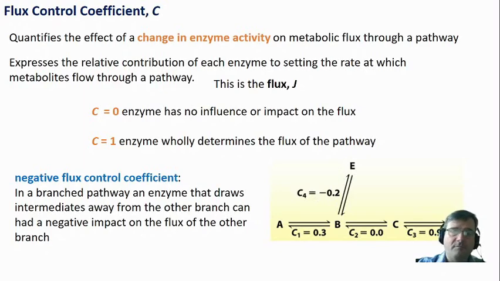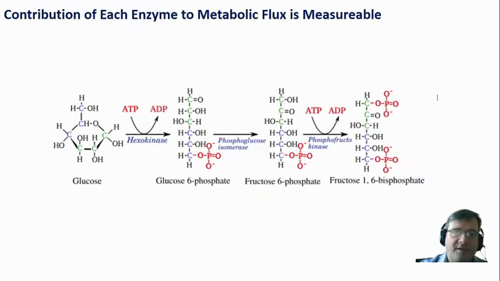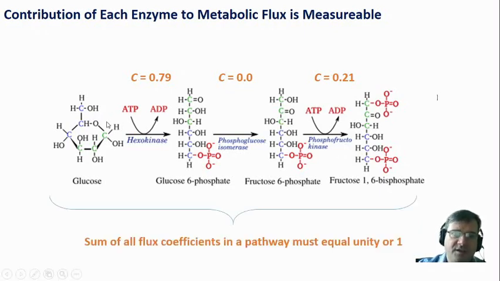Okay. Now, if we look again back at our original example of glucose and add some numbers to this, we can see that the coefficient for hexokinase is 0.79, for phosphoglucose isomerase it is exactly as we predicted, 0, it has no effect, and of course for phosphofructokinase it's 0.21. Now I hope you've noticed this already, but if you sum all the flux coefficients in a pathway, they've got to equal unity, or equal 1.